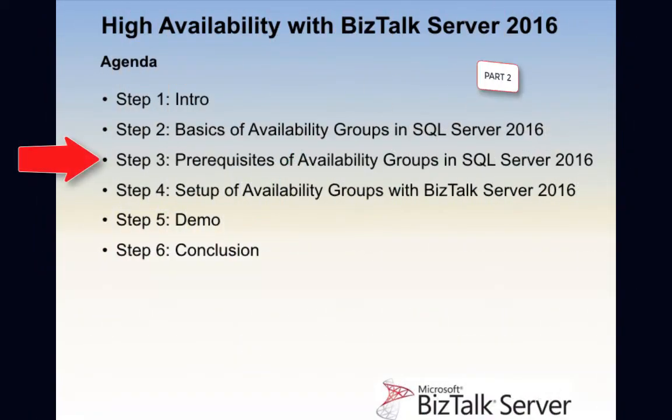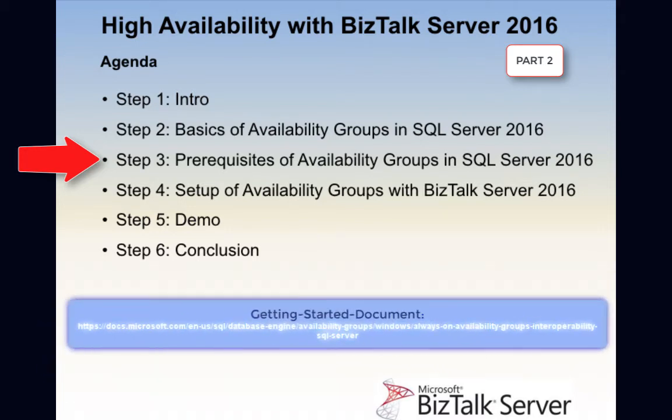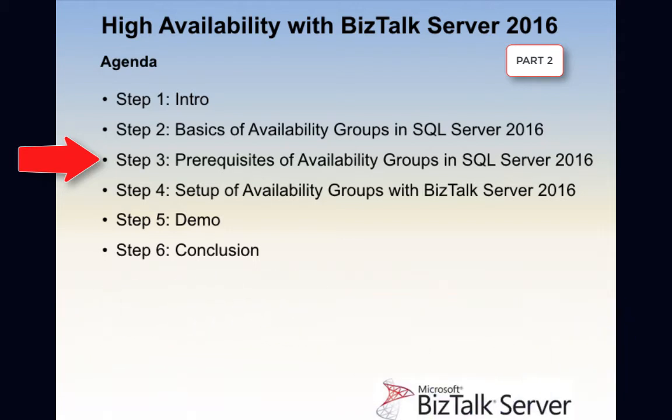So, what's needed for the Always On availability groups in SQL Server 2016? To set up the availability groups in SQL Server 2016, we need at least the Windows failover cluster service installed and the SQL instances configured. To get acquainted with the basics of the availability groups, please refer to the Getting Started document online. But that's not the whole game. There are a few options that have to be considered when using Always On availability groups for BizTalk Server 2016 environment. I will highlight these options here. So, let's jump into the demo right now.